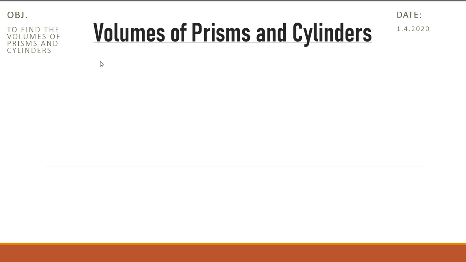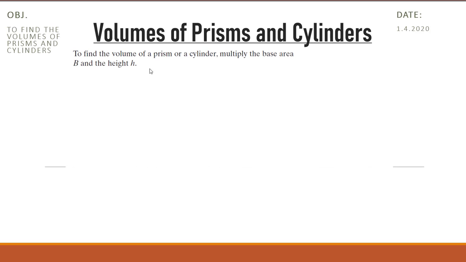Today we will continue with volumes of prisms and cylinders. Our objective is to find the volumes of prisms and cylinders. And as we know, to find the volume of a prism or cylinder, we multiply the base area B, capital letter B, and the height h.